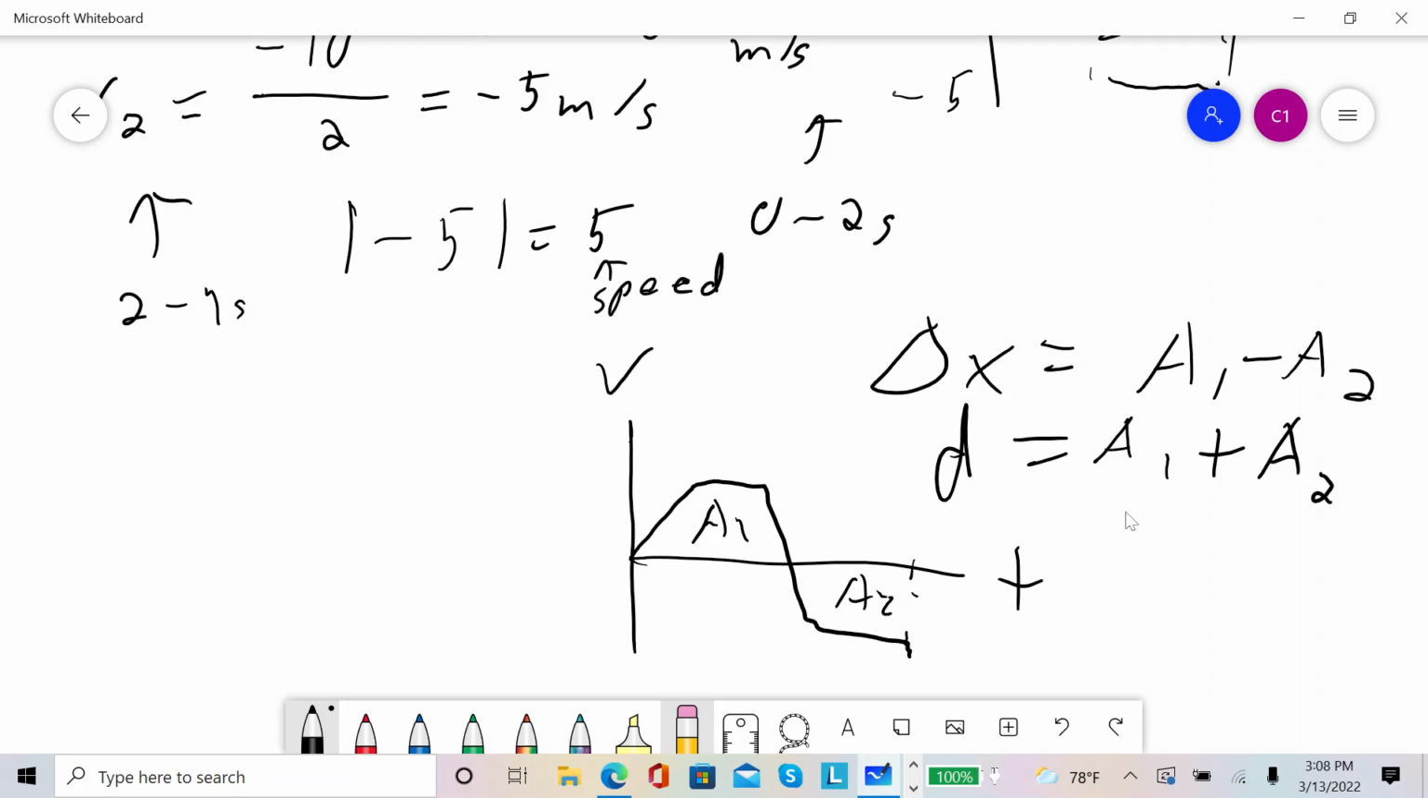Does that make sense? Remember, distance is something which always has to be positive, right? So when thinking about it conceptually, it makes sense that A1 would have to be added to A2. But in displacement's case, it can be negative. So A1 minus A2. Now, those are the different distinctions.